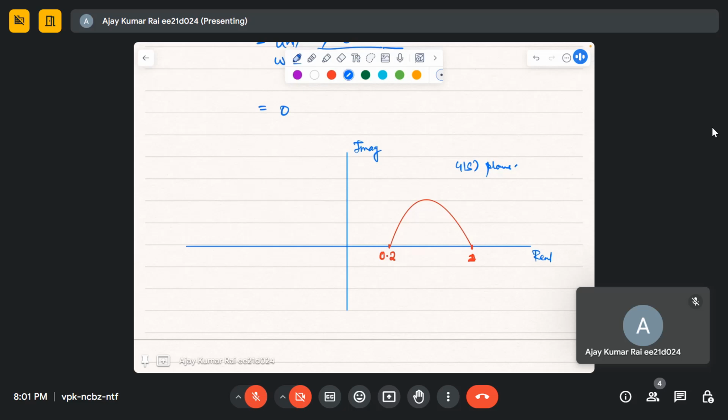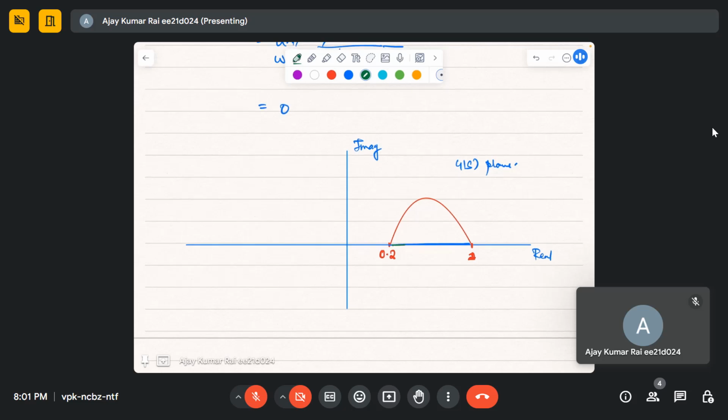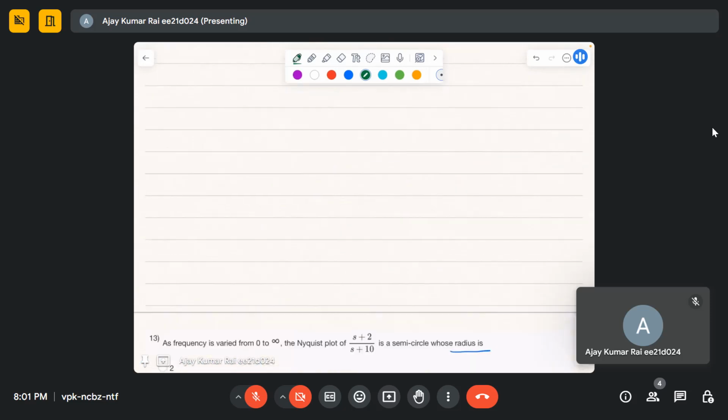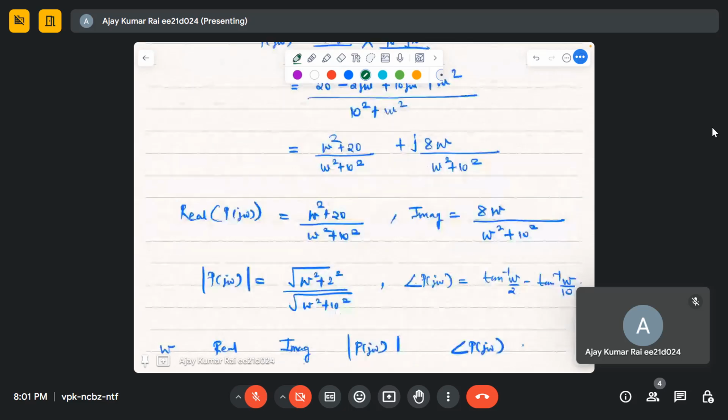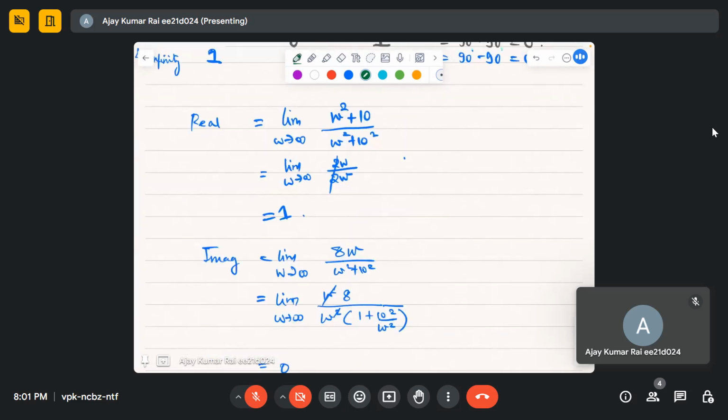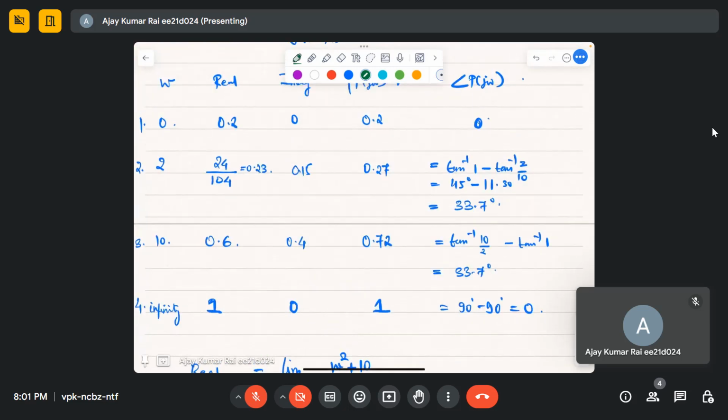So radius is like, this is the diameter, right? So let me just see what is the diameter here. This is 0.4, correct, so this is 0.8. Total diameter is 0.8, and the radius will be 0.4. Okay, this is 0.8, radius will be 0.4. There it finishes the question. But we have additionally calculated two points, right, at omega equal to 2 and 10.